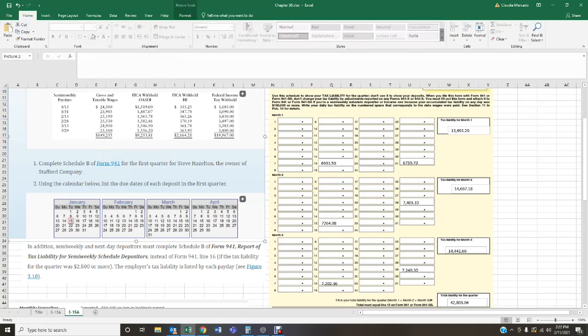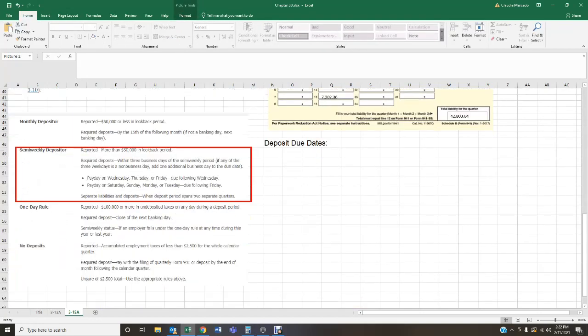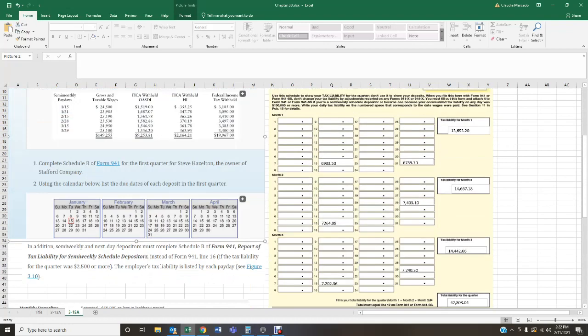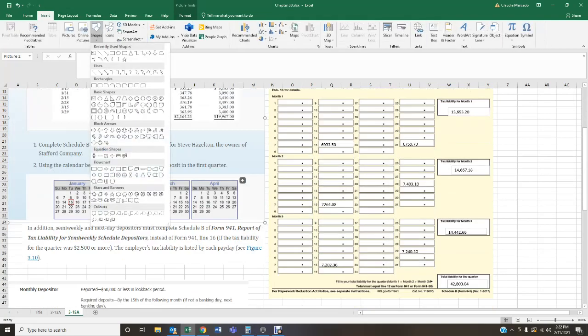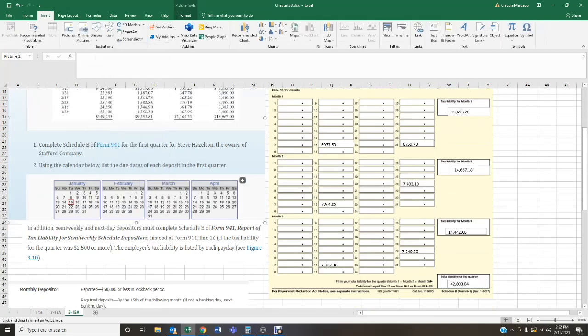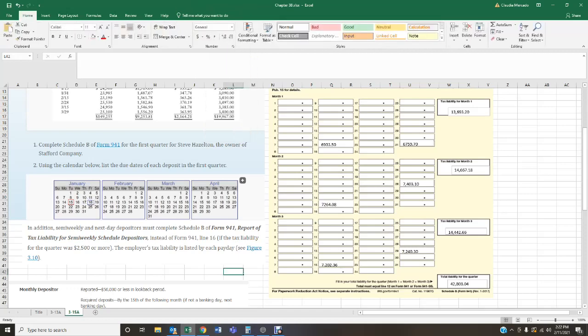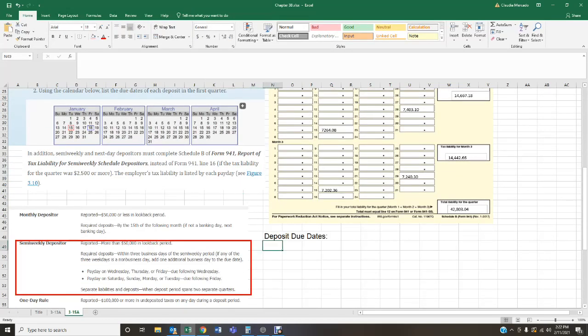Okay. So January the 15th fell on a Tuesday. Let's go down here and it says that if it was on a Tuesday, it's due the following Friday. So that means that the deposit has to be made by the 18th. So for the first one, which is January 15th payday, the deposit must be made January 18th. Okay.